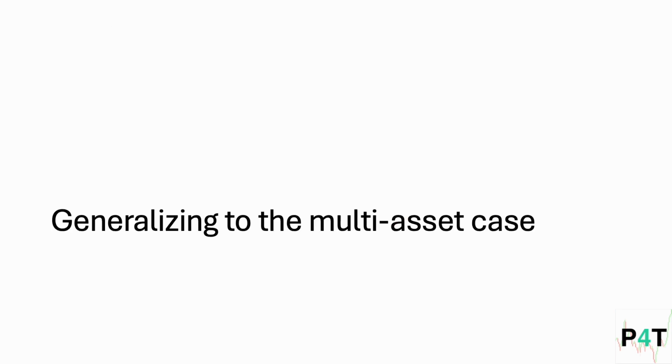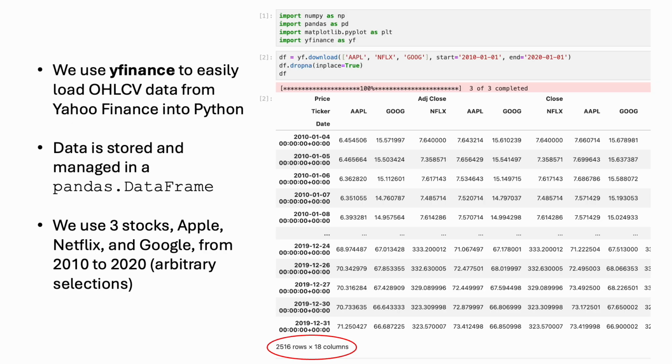Now let's generalize to the multi-asset case. So we're going to use yfinance to load price data in from Yahoo Finance into a Pandas data frame. Okay, so this code is very simple, right? We just call yf.download. And in this case, we're going to use 3 stocks, Apple, Netflix, and Google, from 2010 to 2020. These are completely arbitrary selections.